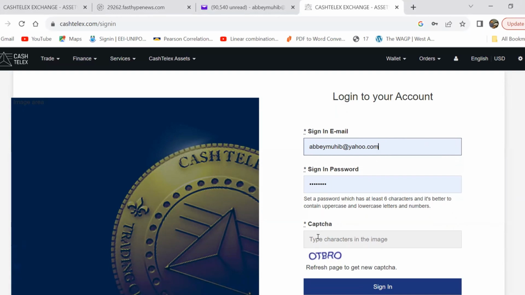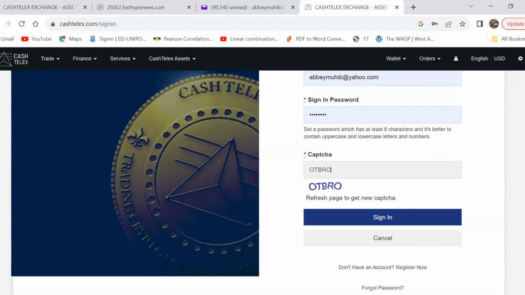Then the next thing is the CAPTCHA. You will see some wordings under the box, which I'm going to type. 0TBRO. When you're typing this, you need to be careful, because it's case sensitive. If you notice, these are capital letters, so you need to ensure that you're typing it correctly, so that you won't see a capital letter and type it as a small letter. The next thing is I'm going to click on sign in.